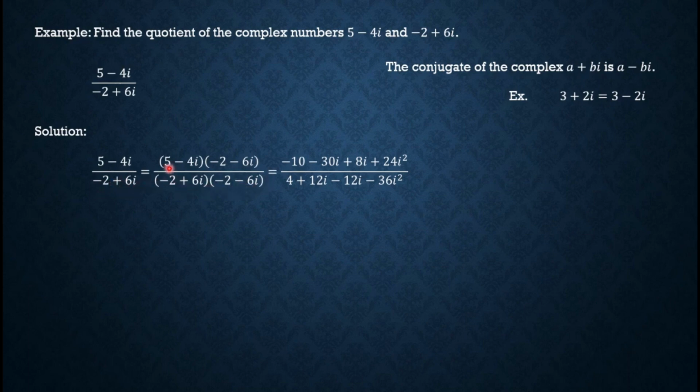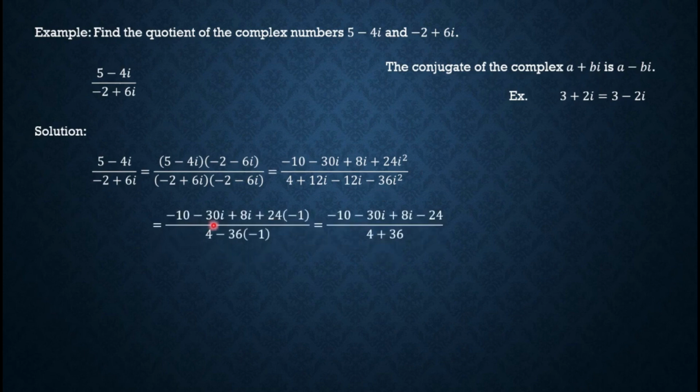So, 5 times negative 2 is negative 10. Then 5 times negative 6i is negative 30i. Then negative 4i times negative 2 is positive 8i. Then negative 4i times negative 6i is positive 24i squared. Then in the denominator, negative 2 times negative 2 is positive 4. Then negative 2 times 6i is negative 12i. Then 6i times negative 2 is negative 12i. Then 6i times negative 6i is negative 36i squared.